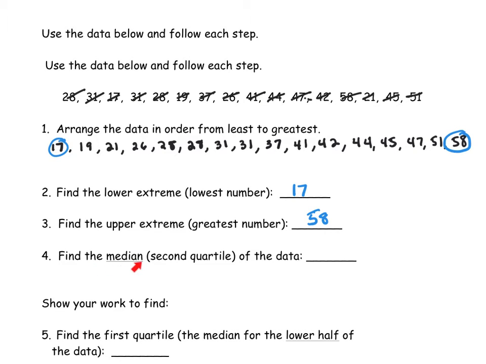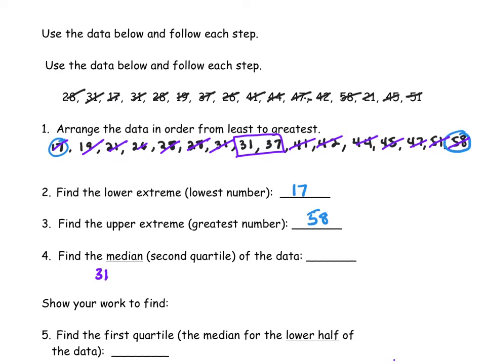Next, we're going to find the median, which is the second quartile, the middle point on the data. So we're going to do that by crossing off until we find the middle number. So one from each end. And we just continue this process until we get to the middle numbers. So you can see that we have two middle numbers. So we're trying to find the middle of these two middle numbers.